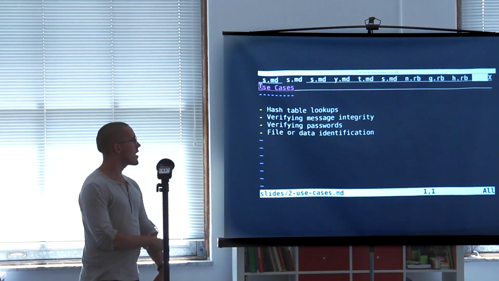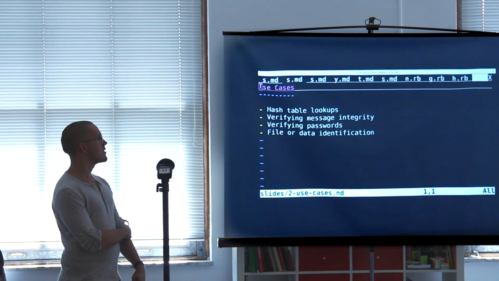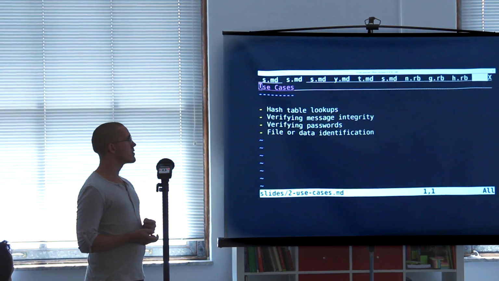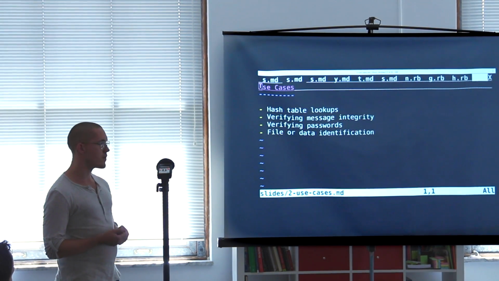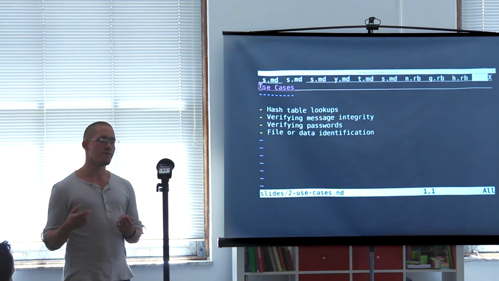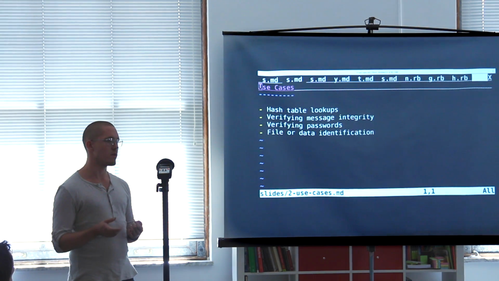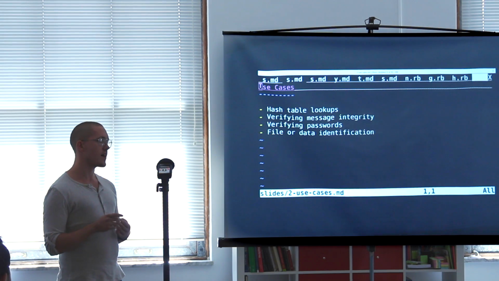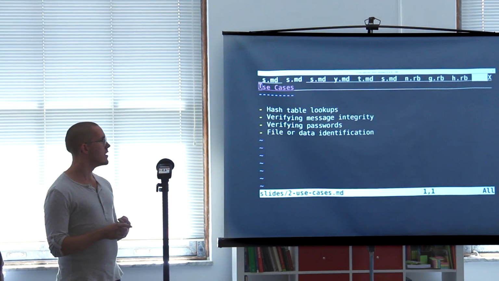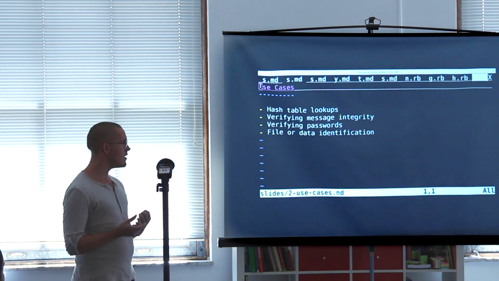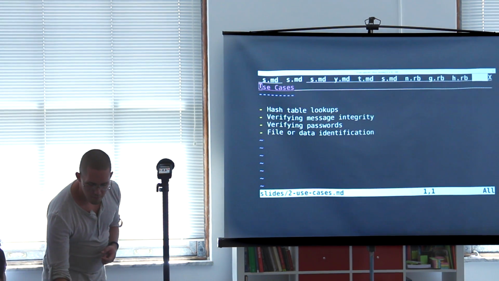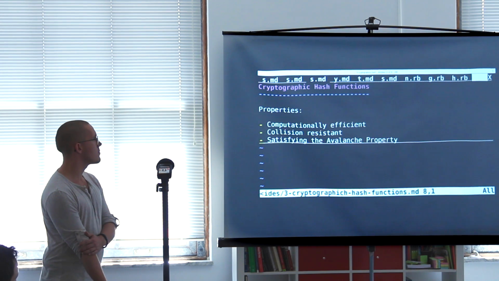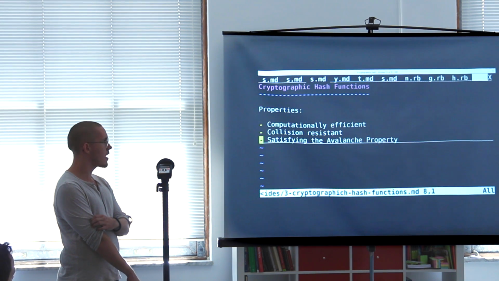But then we have three other use cases that are of a more cryptographic nature. We can use hash functions to verify message integrity. That means, let's say you download a file and you want to verify that you actually downloaded the file you wanted, or the file someone published. You can check the hash of that file and see that it is the same hash that is published. It can also be used for verifying passwords and for file or data identification. But to be able to do these three things, we have to use cryptographic hash functions.